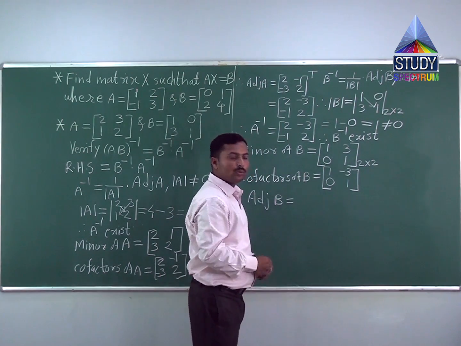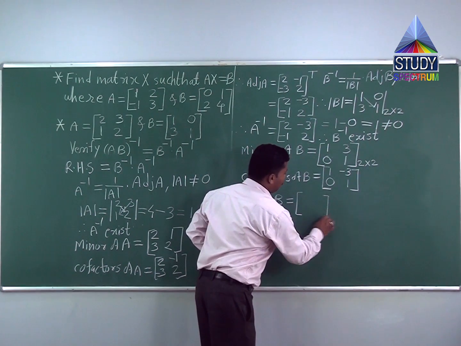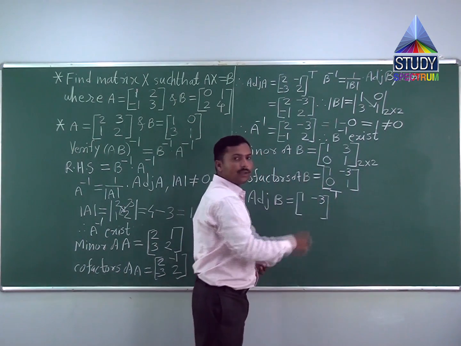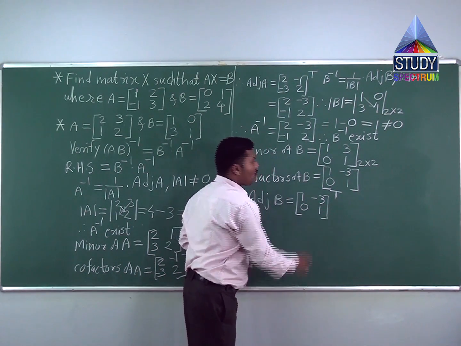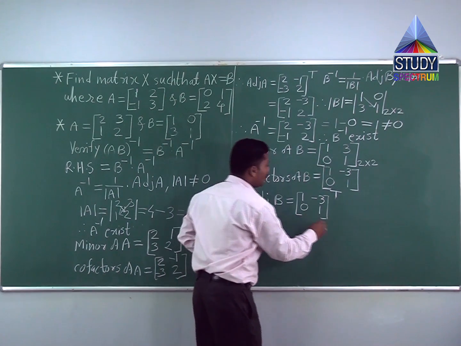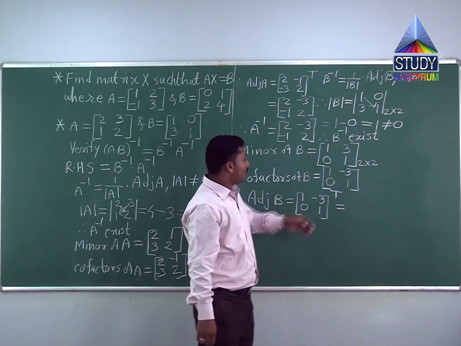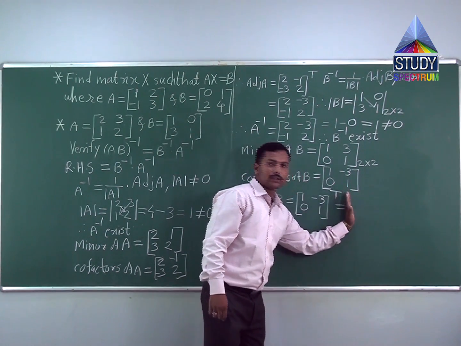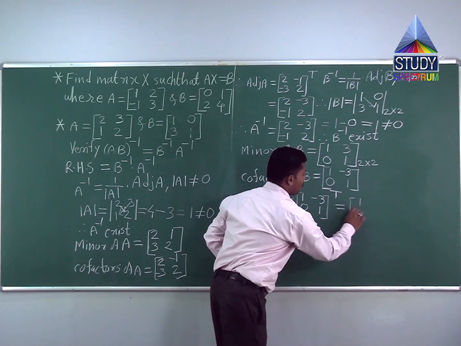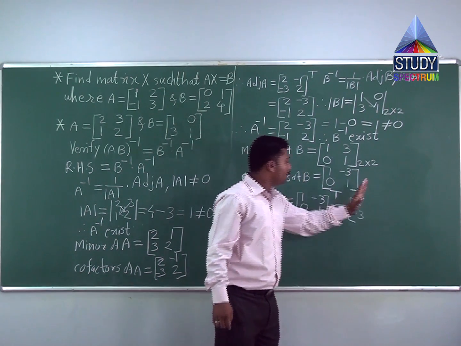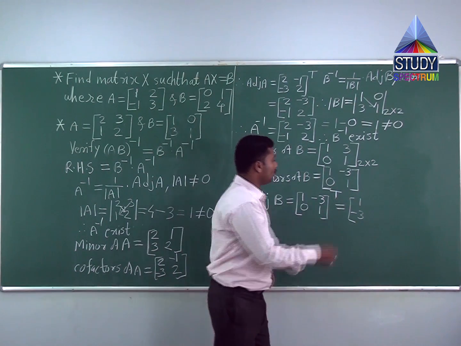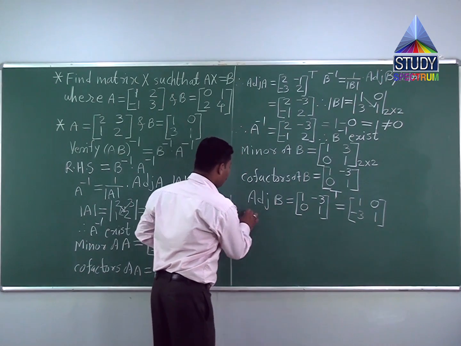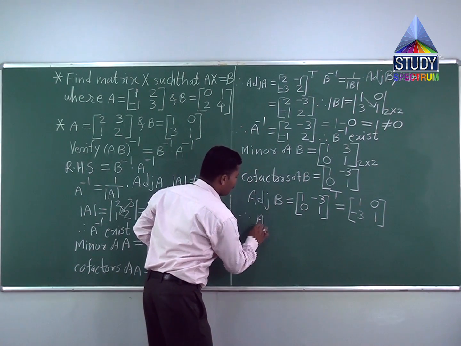So it equals the transpose of this matrix: 1, minus 3, 0, 1. What is the transpose? Transpose means converting the row into column. First row becomes first column: 1, minus 3. Second row becomes second column: 0, 1. So this is the adjoint of B, and therefore what is B inverse?